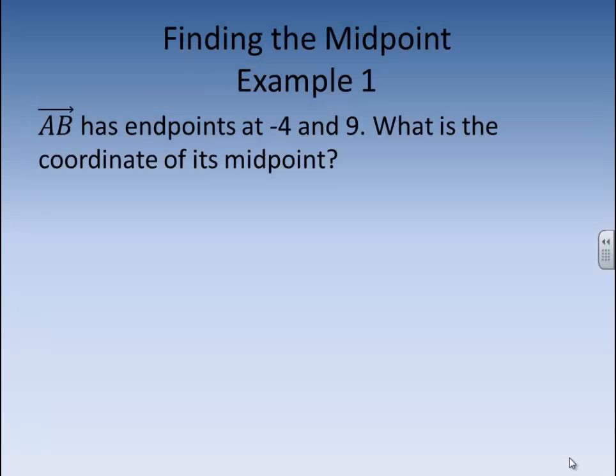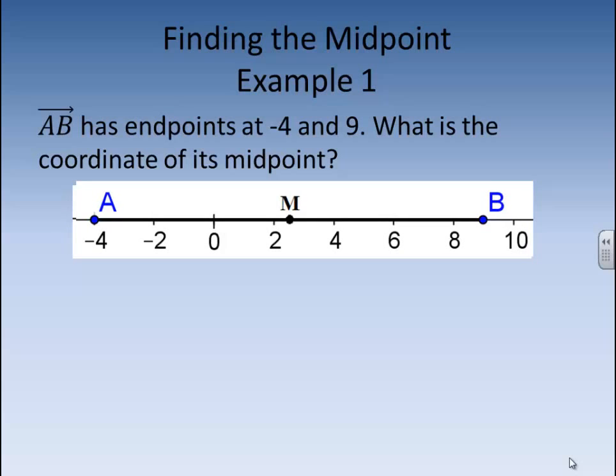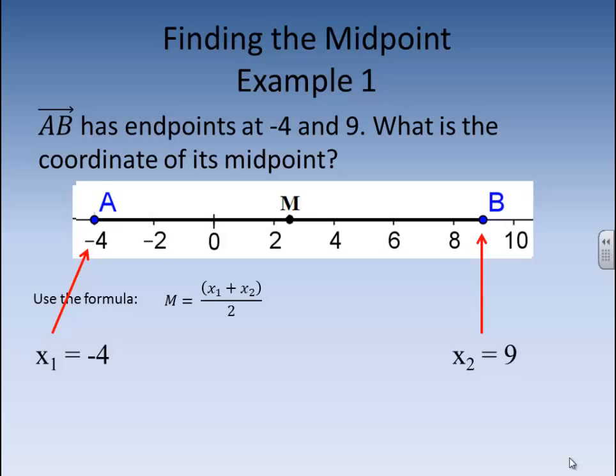Let's say that line, that's supposed to be line segment, but it says ray, has endpoints at -4 and 9. What is the coordinate of the midpoint? Okay, so you add together -4 plus 9 and divide by 2. So there's the midpoint, and use the formula, substitute and divide, so we get 5/2 is the midpoint.